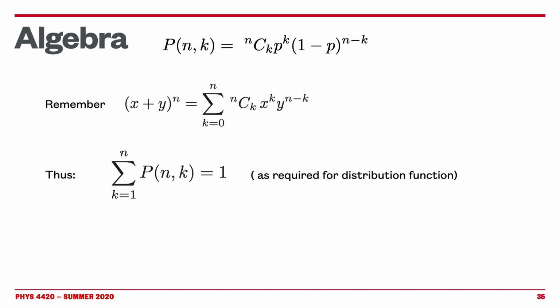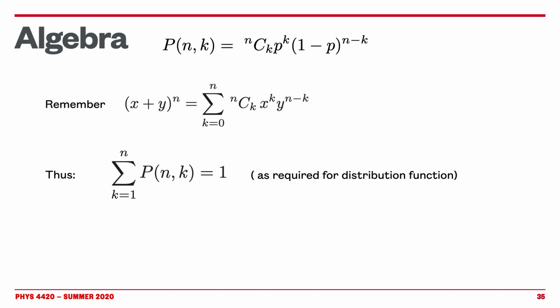So the left-hand side is 1. And the right-hand side is exactly my binomial distribution. So that proves that the binomial distribution is indeed properly normalized. Nice. Now that we have this, same study as always, we checked that the distribution is normalized.